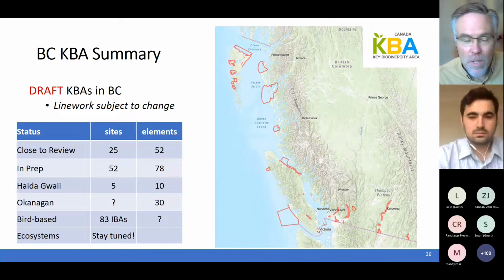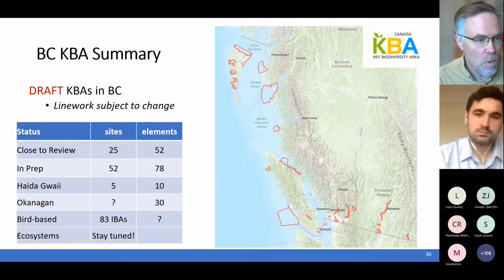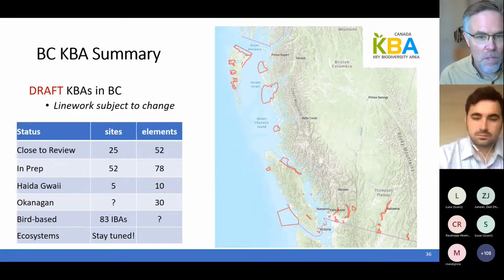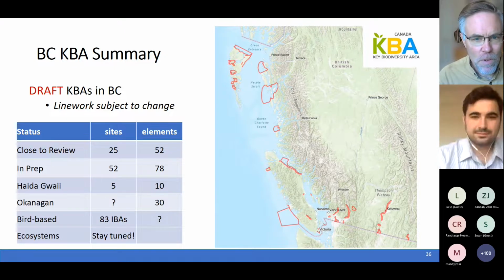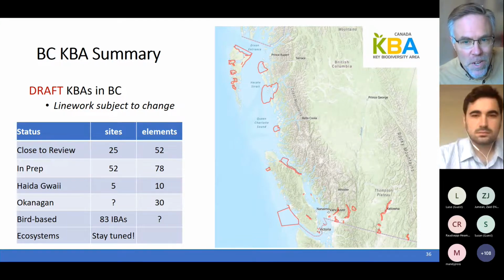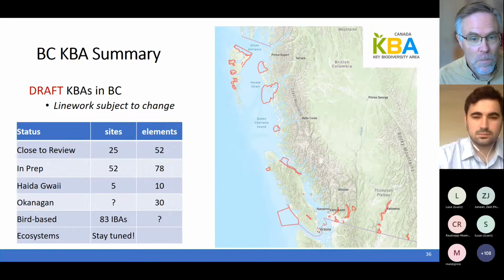Now, many of today's call have participated in workshops held a year ago. These included whales, Haida Gwaii plants, herptiles, and several others. Currently, there's over 150 KBAs in progress in BC, including existing IBAs that are being crosswalked to the KBA program that Liam was just discussing. These represent at least 170 taxa exclusive of the bird trigger species.